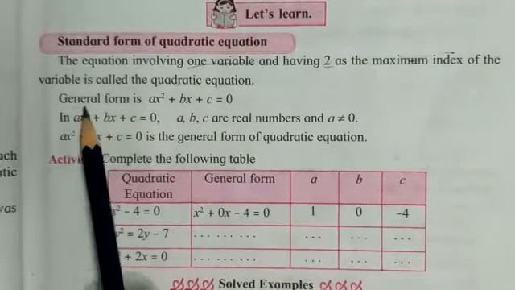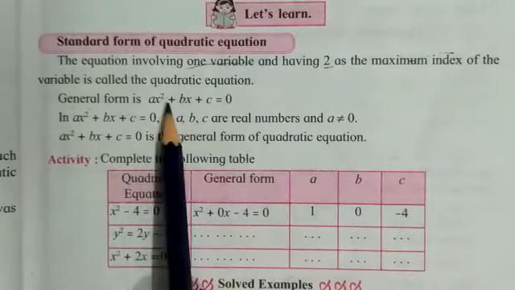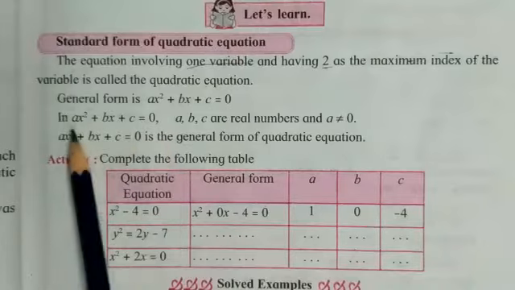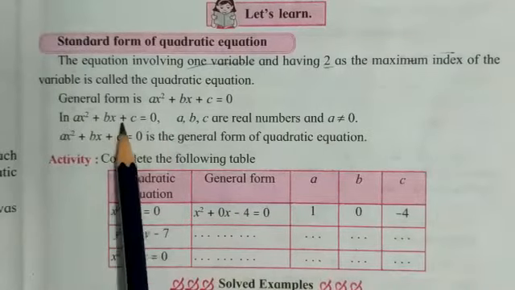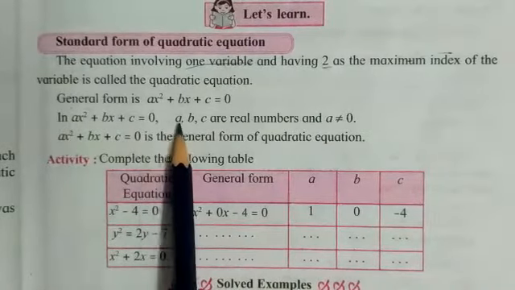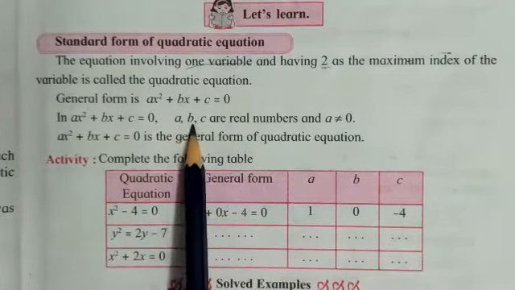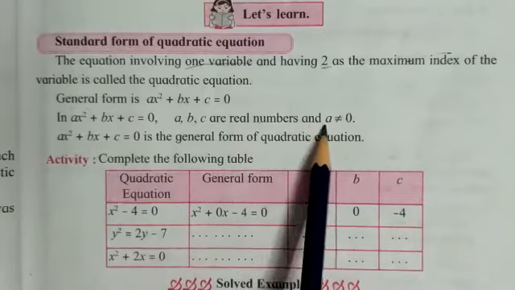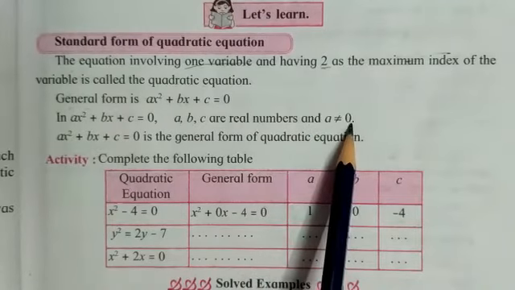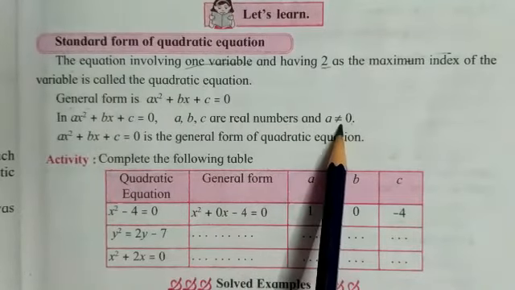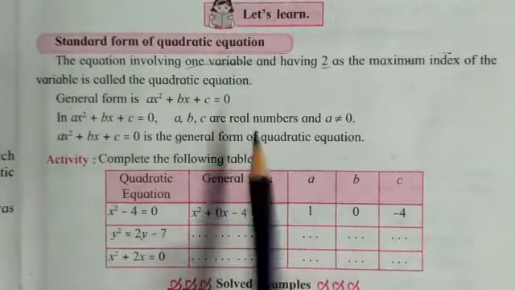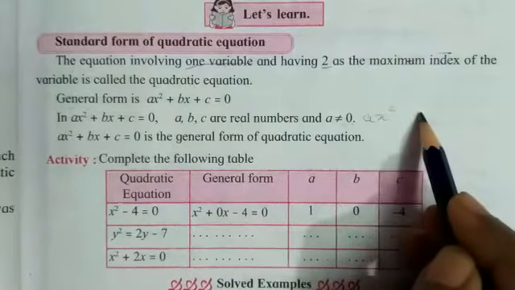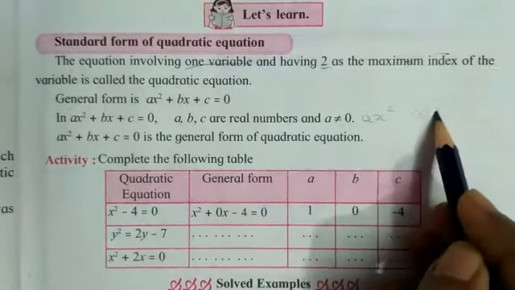So in general form we can write it like this: ax square plus bx plus c is equal to 0. Here, in ax square plus bx plus c is equal to 0, the condition is that a, b, c all are real numbers and a should not be equal to 0. Why should it not be 0? Because if a becomes 0, then it becomes like this. It is ax square. If a is 0, it means 0 times x square.